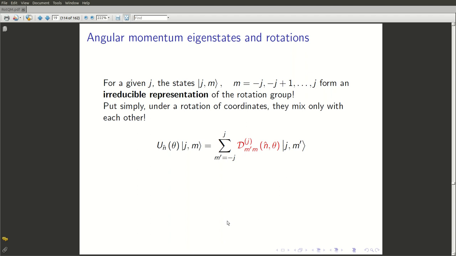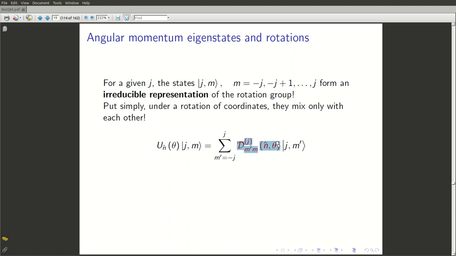and in a mathematical form, what we can write is the action of rotation of coordinates on |j,m> is of course the rotation operator U(n hat, theta) acting on the ket |j,m>, but the resulting ket is a linear combination of |j,m'> where m' runs from minus j to plus j. The coefficients of this linear combination, despite the complicated appearance, are really nothing but a number, one number for each m'. Well, they together define the matrix corresponding to the rotation operator, and it's standard terminology to write this as D^j_{m'm}(n hat, theta).